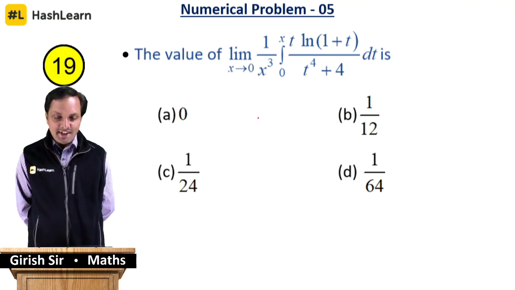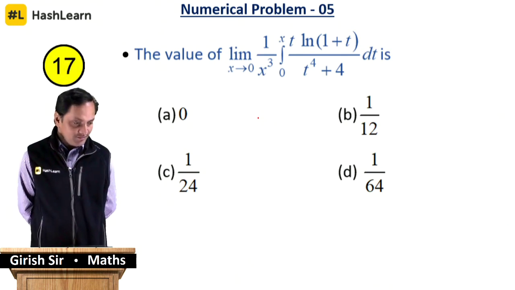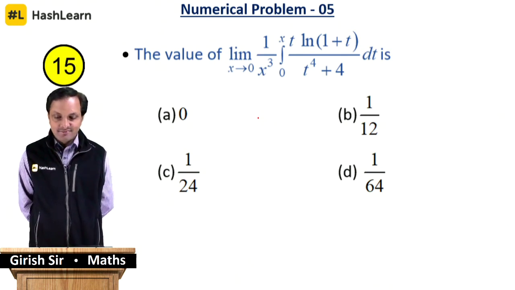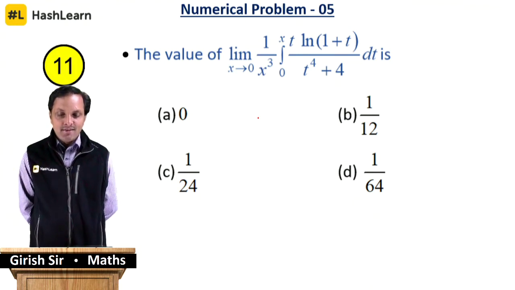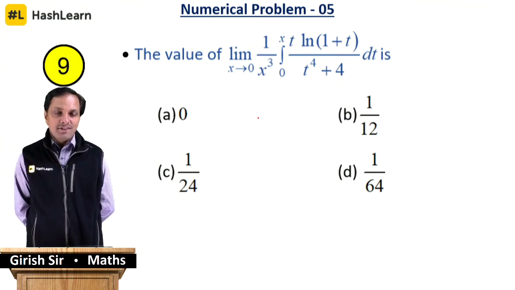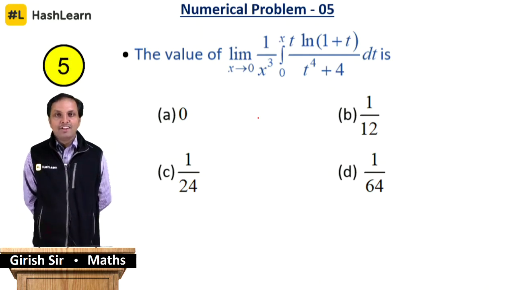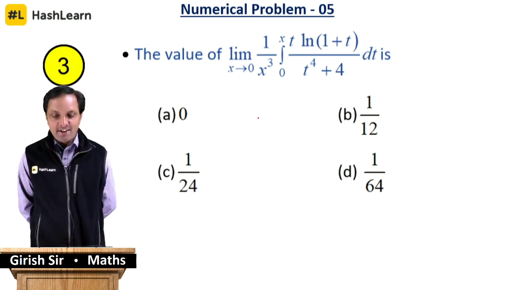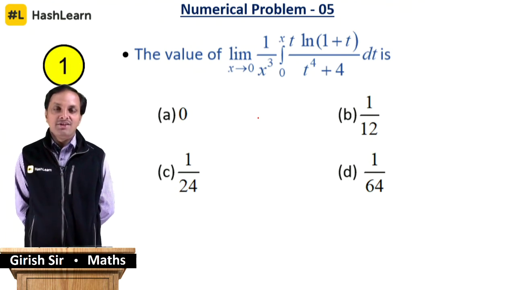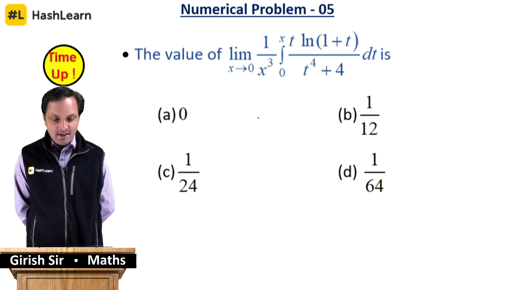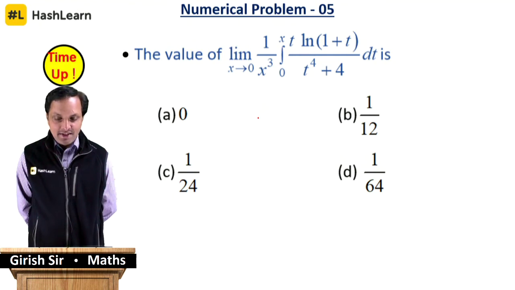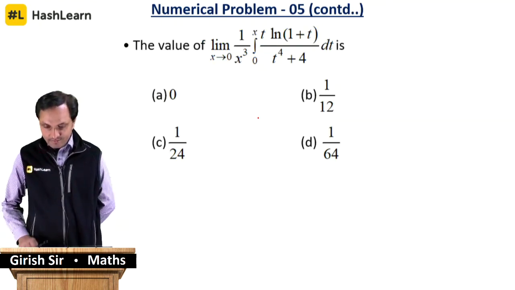Left with 20 more seconds. The limit is 0 to x. Put the upper limit and differentiate it because it is a function of variable x. The denominator will by default become 0, because if you differentiate 0 you only get 0. Okay, your time is up and let's see how to do this problem here.